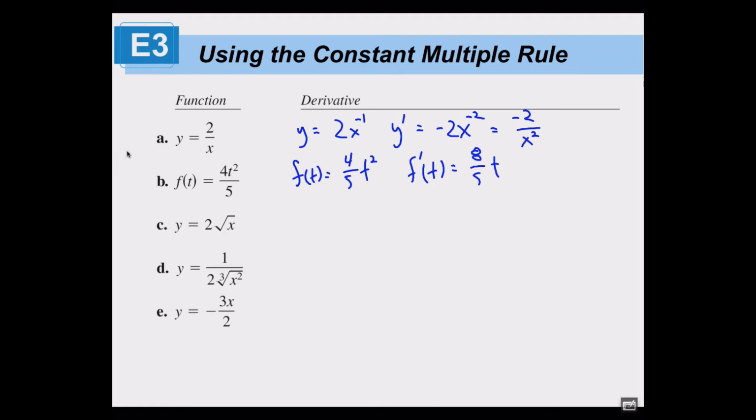How would you rewrite c? Give it to me again. 2x raised to 1 half. Okay, so y would be 2x raised to the 1/2. Keep going, Max. What's the derivative?